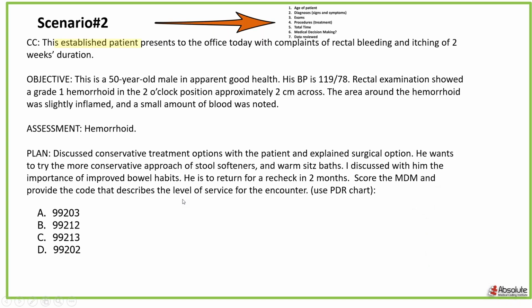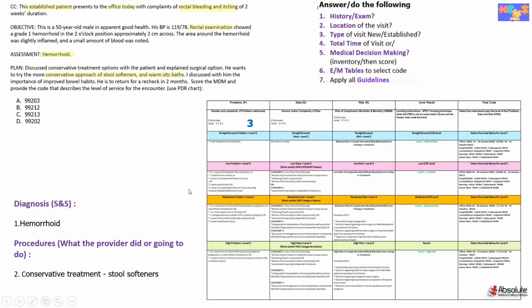Let's highlight the keywords: an established patient who presents to the office today with a complaint of rectal bleeding and itching for 2 weeks, and a rectal examination was performed, and in the assessment it was diagnosed to be a hemorrhoid, and the doctor decided to go for a more conservative approach of stool softeners and warm sitz baths. So that's all we have now.